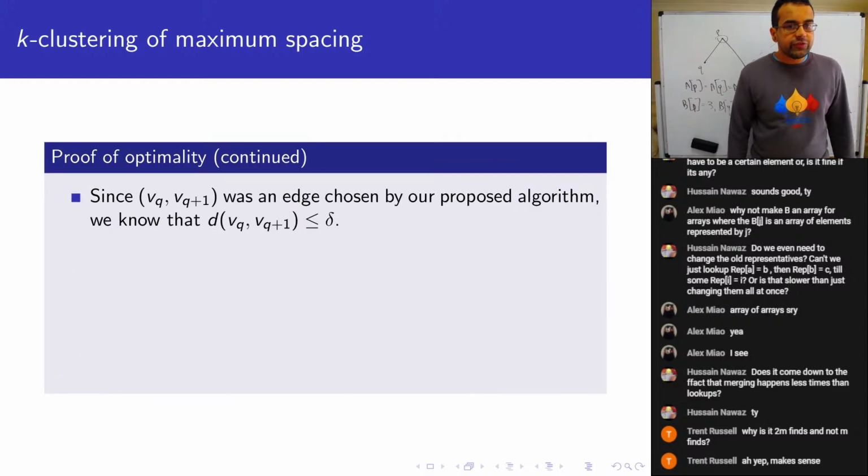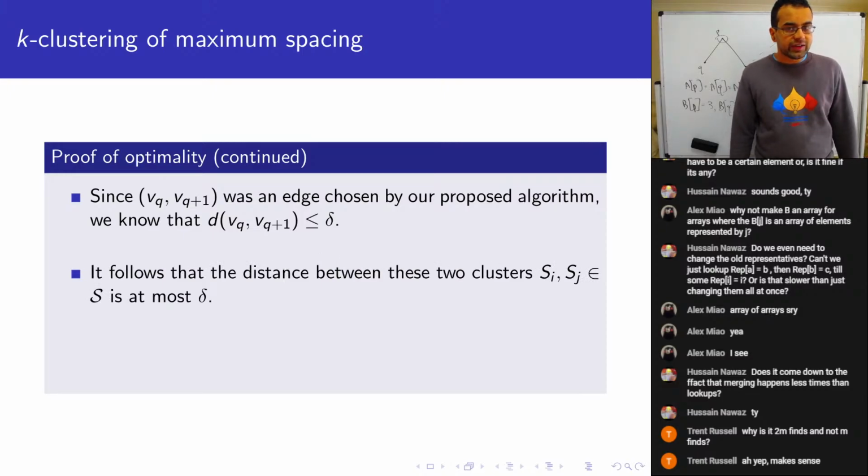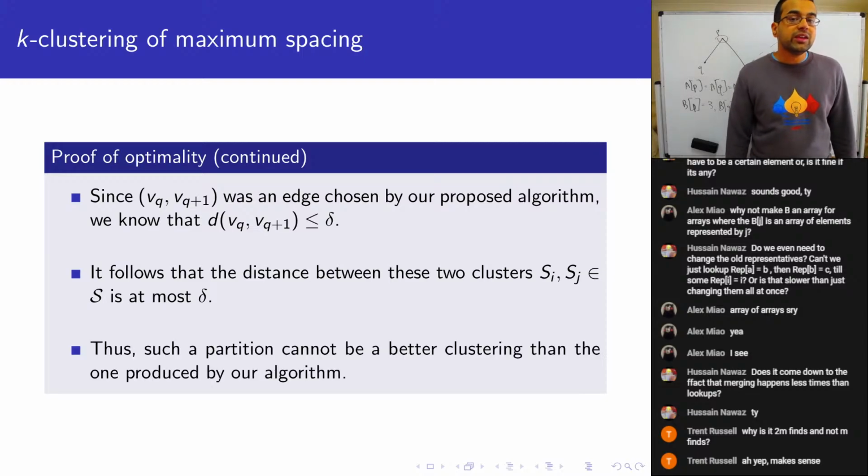We know that this edge VQ to VQ plus 1 is an edge that was chosen by Kruskal because it was on the path within the Kruskal forest, which means that its distance is at most delta. But this edge between VQ and VQ plus 1 is joining two different components of the alternative partition, which means the separation between clusters SI and SJ in the alternative partition is at most delta, and therefore the minimum separation in curly S is at most delta, which means that it's no better than what we found. And the proof is complete.